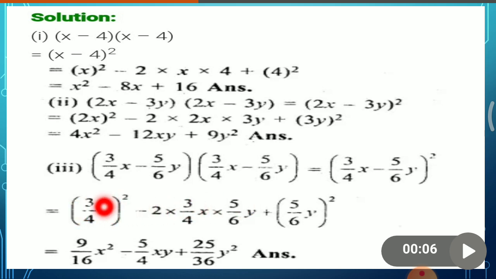So 3 3 is 9 and 4 4 is 16x square, minus 2 3 is 6, 6 5 is 30, and after that you cancel it. So 3 2 is 6 and 2 2 is 4. So 2 5, and 2, just 6. So 5 by 4xy, and plus 5 5 is 25 and 6 6 is 36y square.